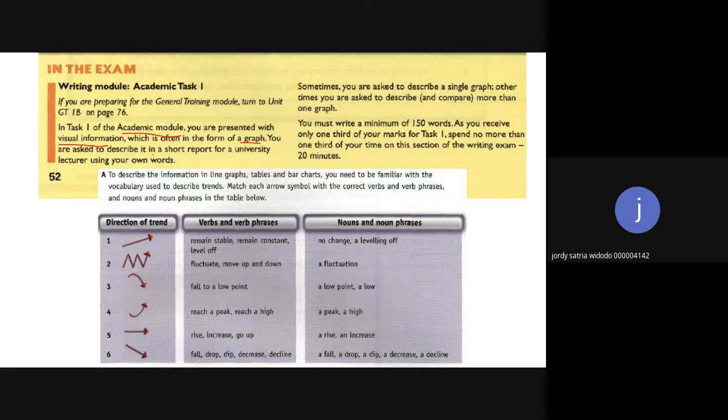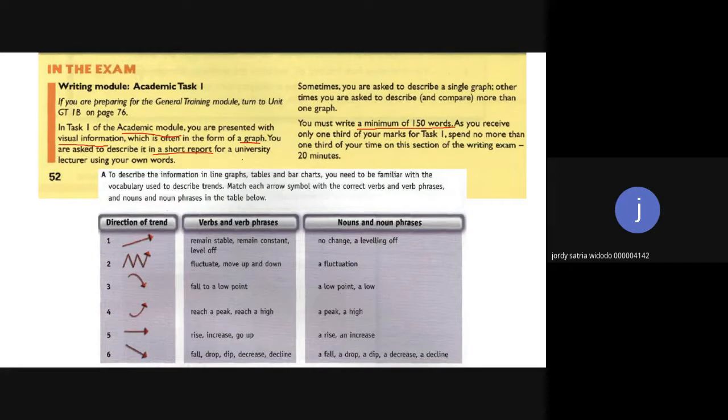You need to write a short report. So how many words is the short report? Let's find out. Sometimes you are asked to describe a single graph. Other times you are asked to describe or compare more than one graph. You must write a minimum of 150 words. Remember, please count the words. As you receive only one third of your marks for task one, spend no more than one third of your time on the sections of the writing exam.